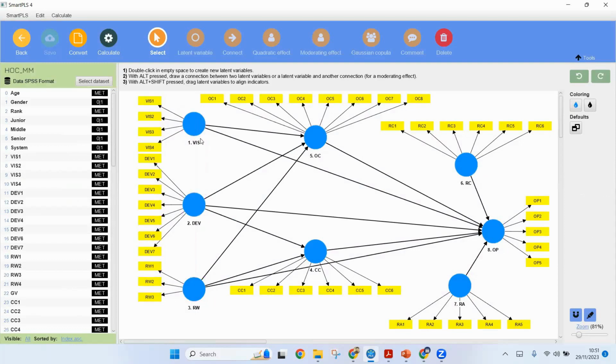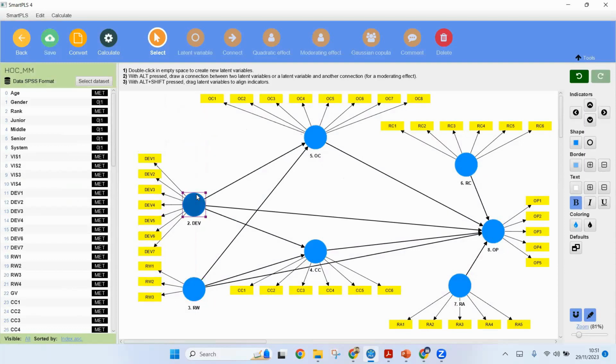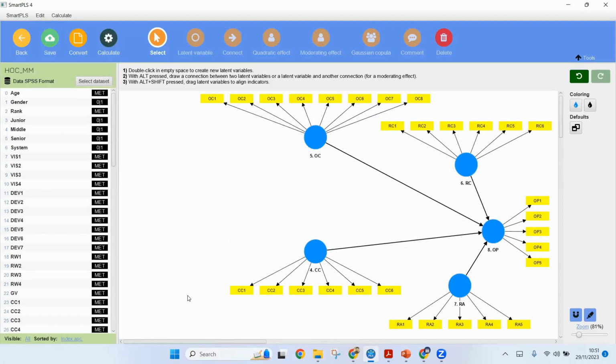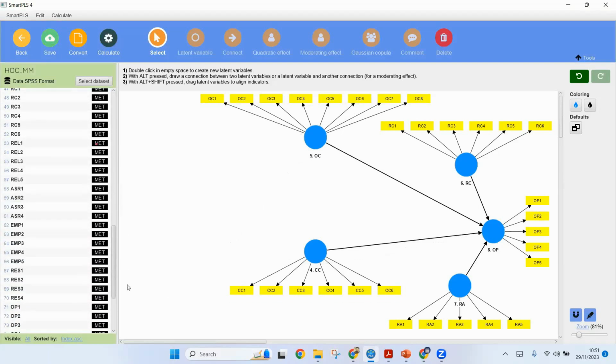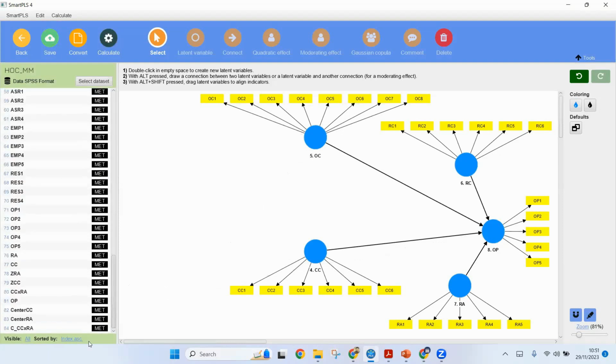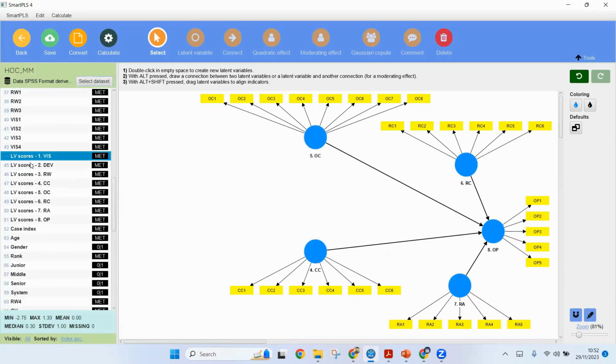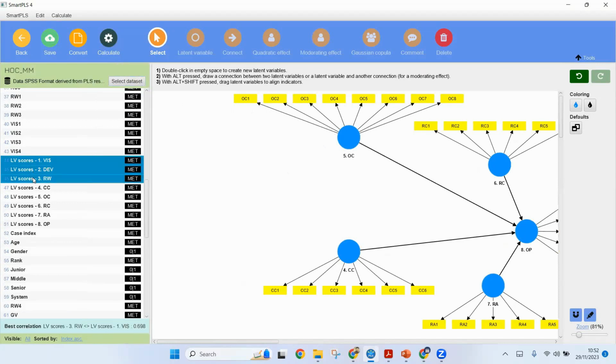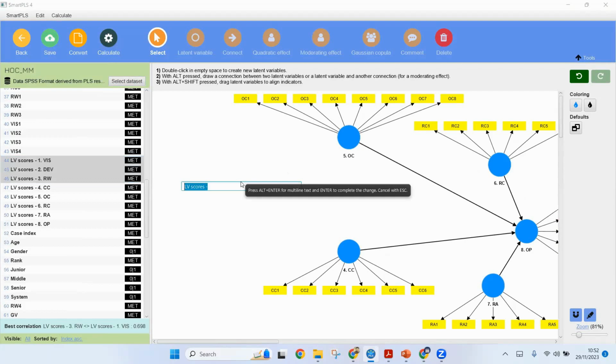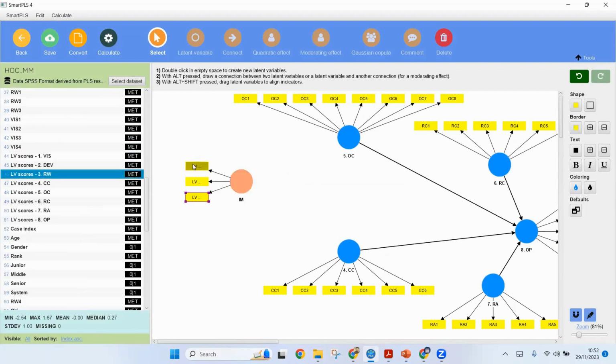So as a higher order, what happens is I remove this, and at a higher order, I will have it like this. But where is it? It's not here, because you created a new data set. Select that data set, the one with latent variable score. Here it is. Vision, development, reward. You select it through the shift button, drag and drop it here, and you call it IM. Now see, this is vision, this is development, this is reward.